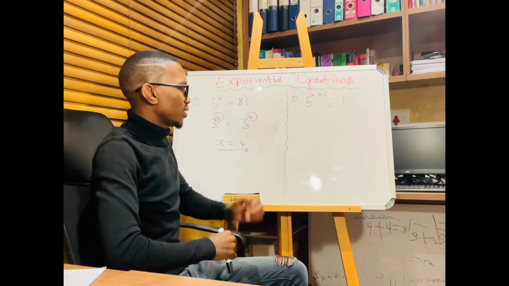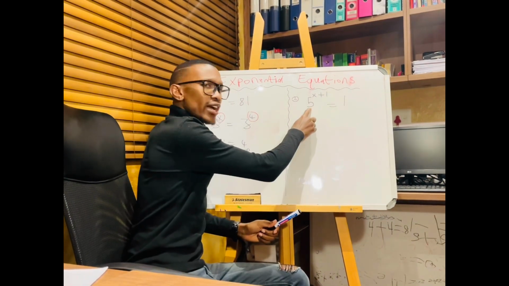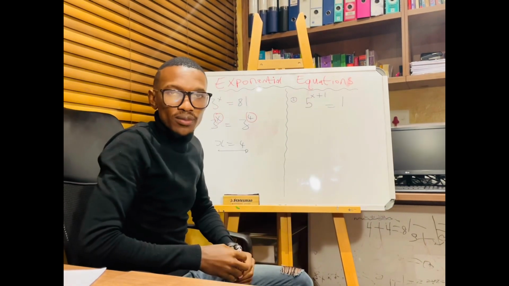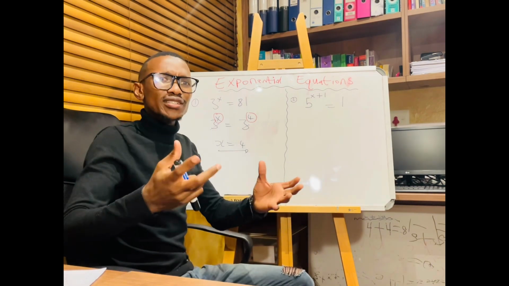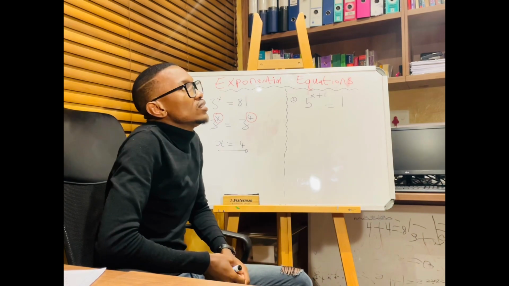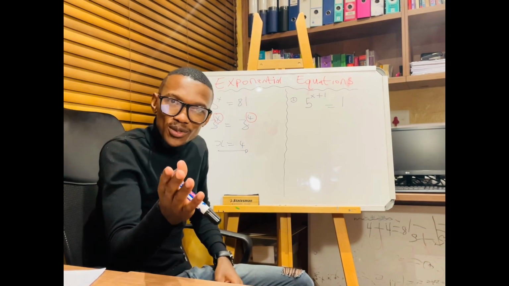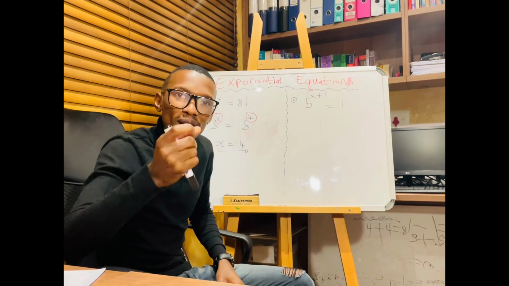Now, let's look at this one, guys. If I have 5 to the power x plus 1 equals 1, how am I going to solve the problem? Don't even worry. How am I going to change that 1 into an exponential form? It's kind of a bit tricky, but I can assure you that you know that any number to the power 0 is 1.